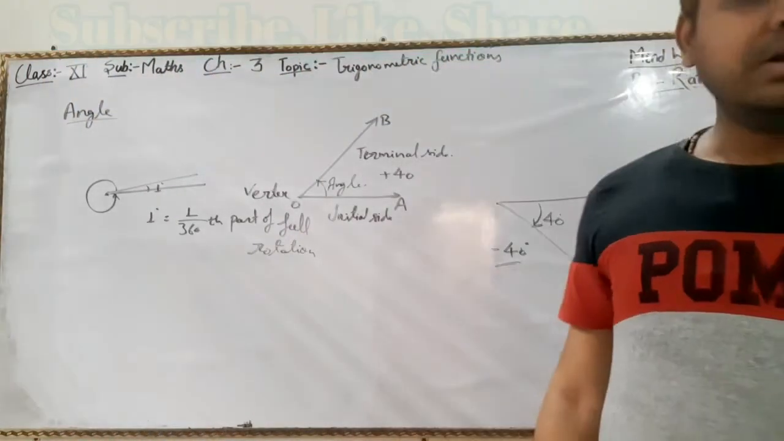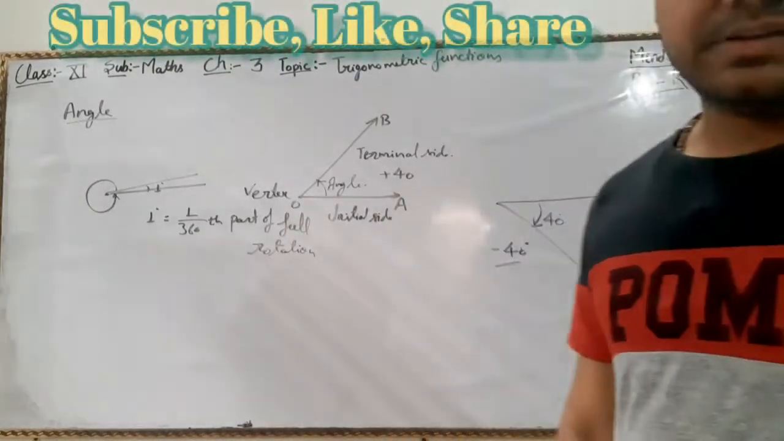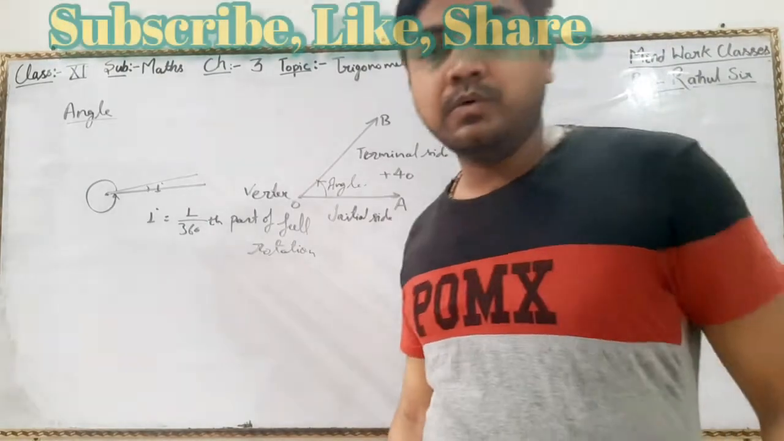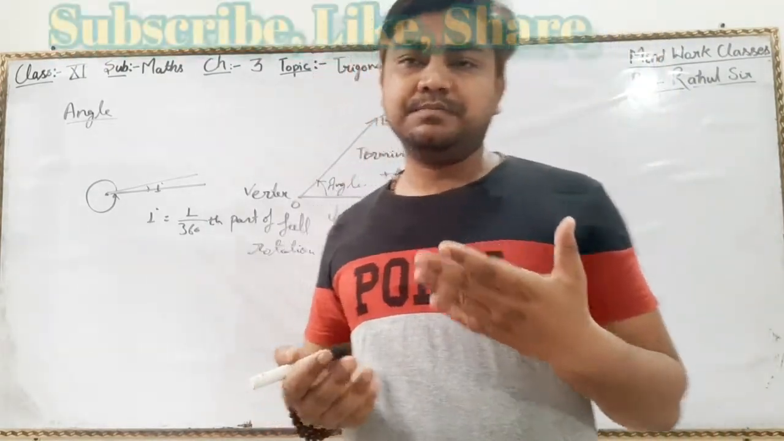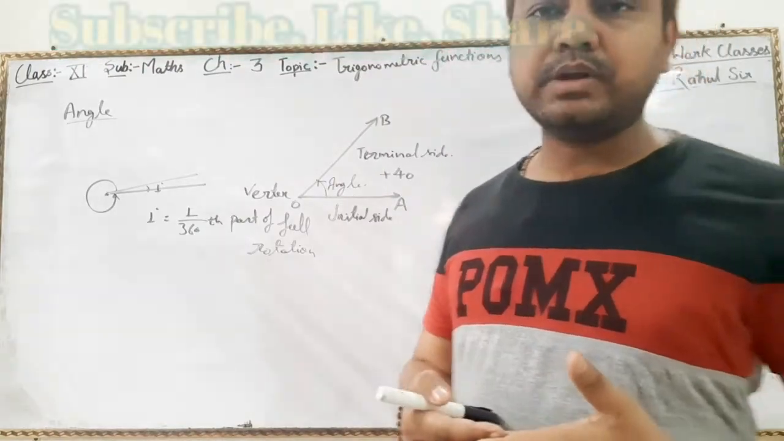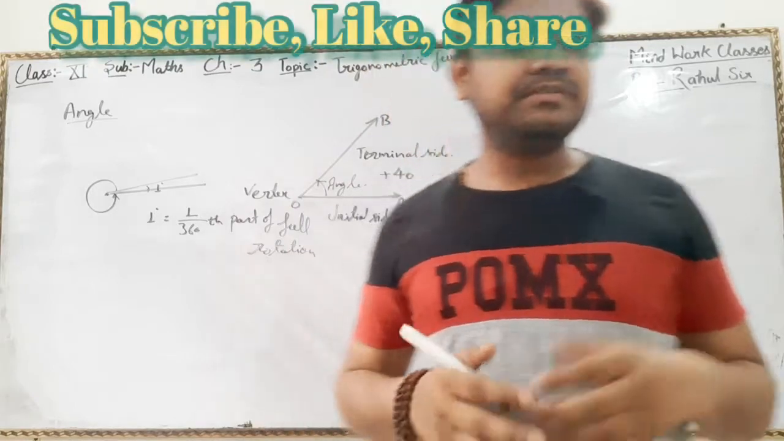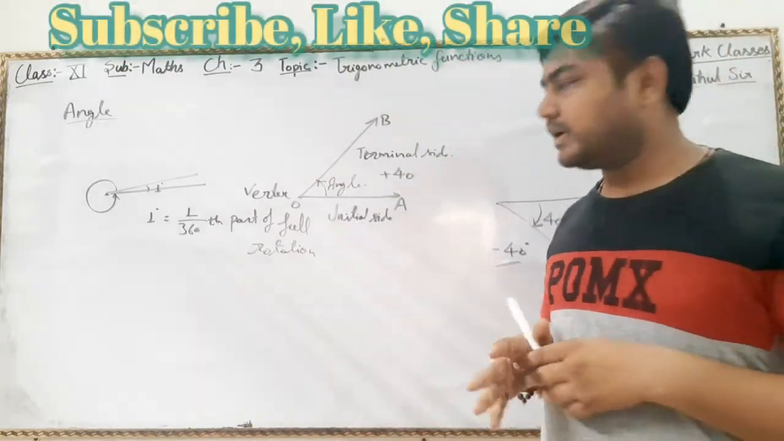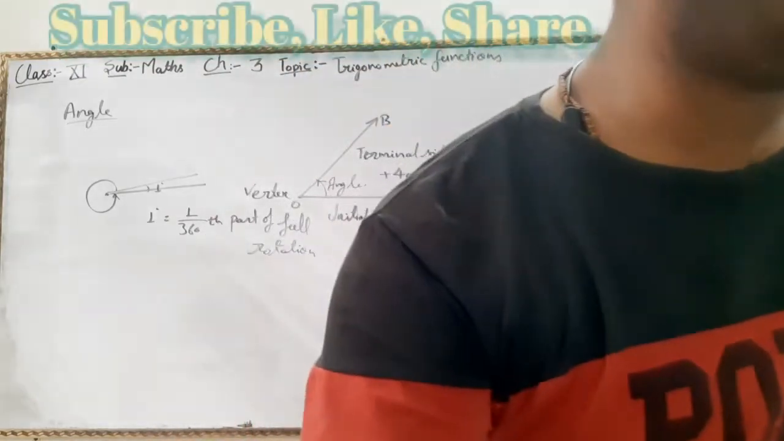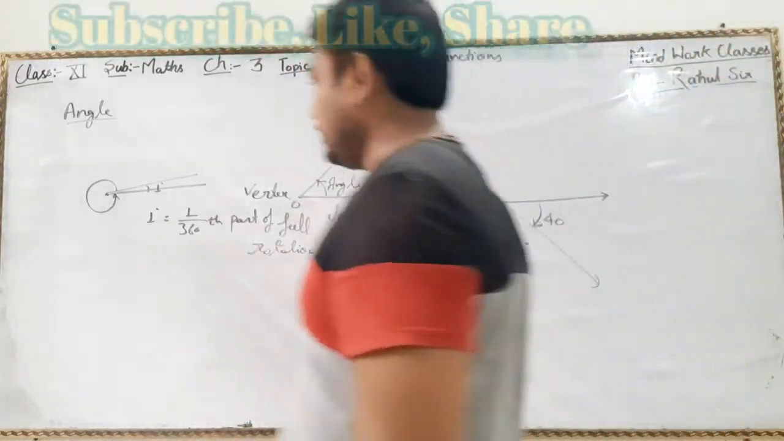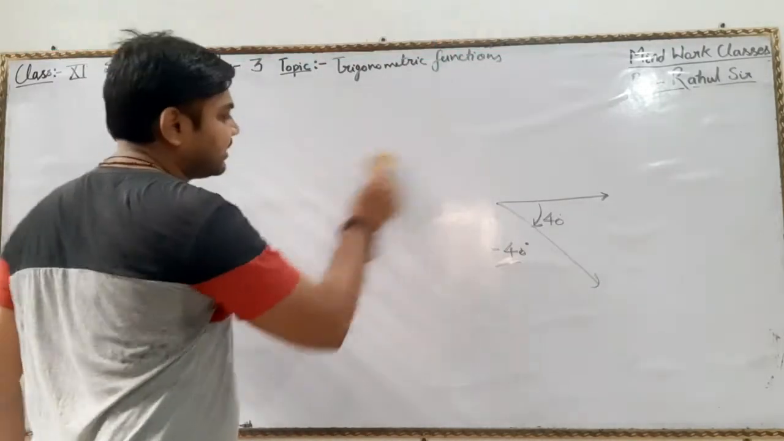This is called degree measure. We already know different types of angles: acute angle, right angle, obtuse angle. Now let's come to the next topic, that is radian measure. Let's understand what a radian measure is.